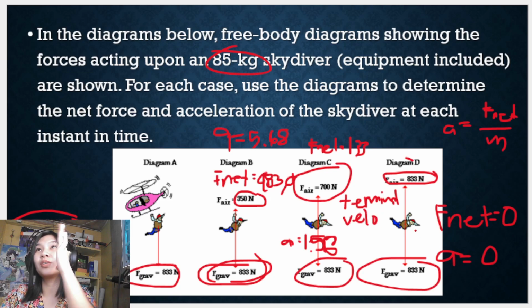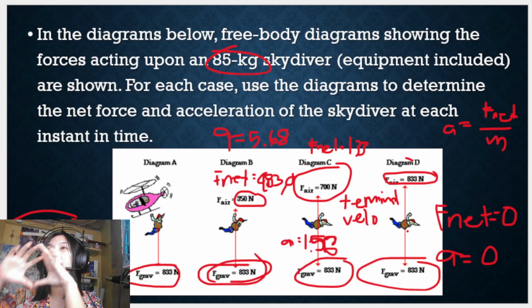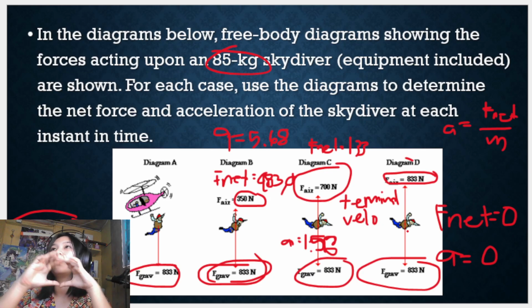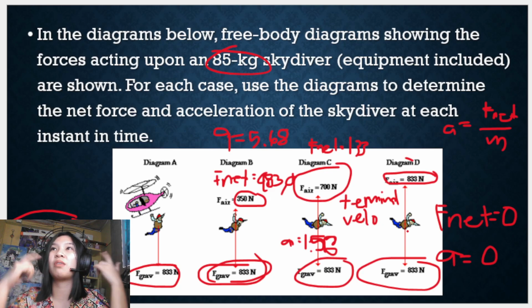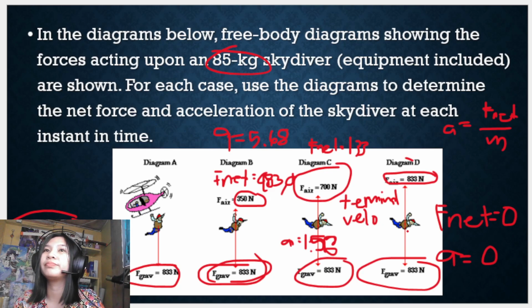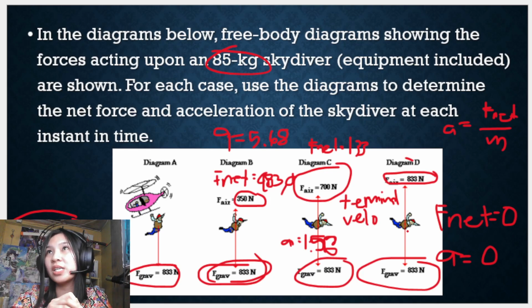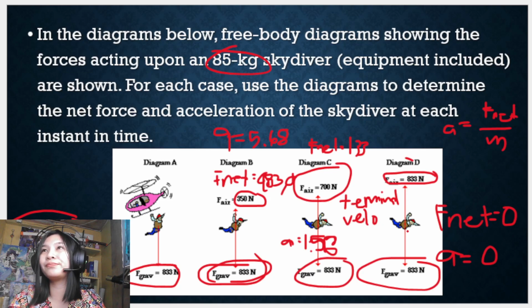Okay? So, just before the two balance, the air resistance and the gravitational force, the object has already reached terminal velocity. What is terminal velocity? That is the speed or the velocity that the object reaches just before it balances the air resistance and the gravitational force. That's what it is. Remember that.